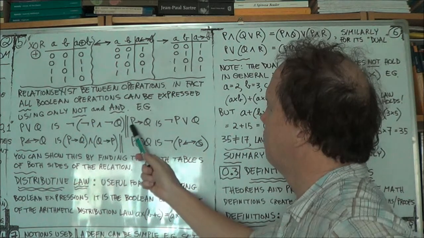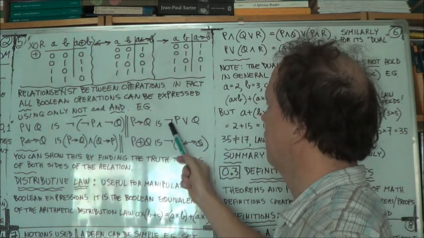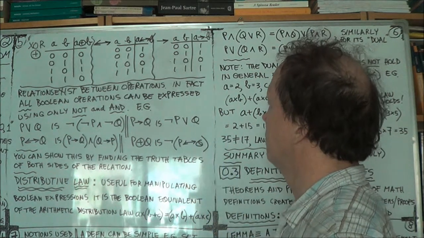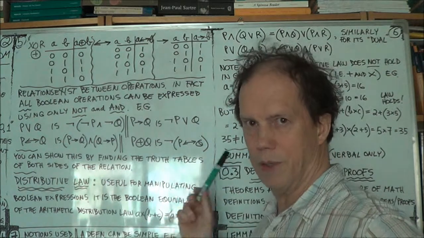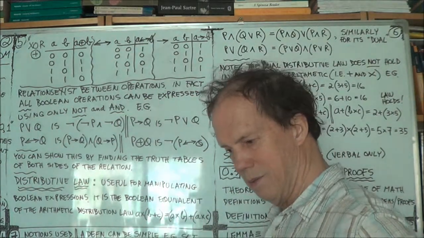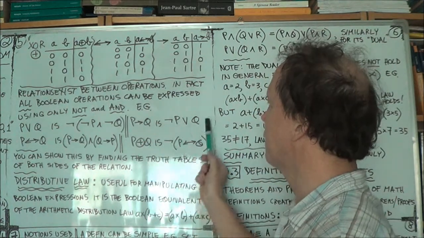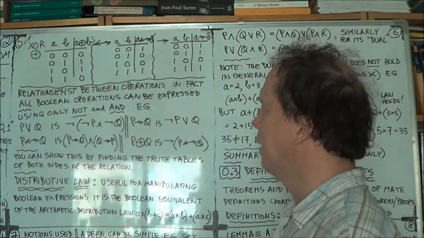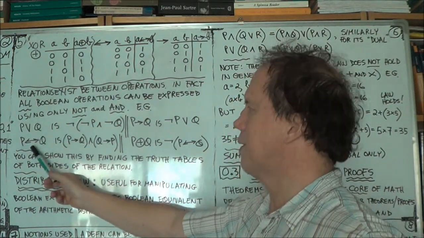And now if P then Q, that's the same as not P or Q. Okay? So again, same comment, to prove that that's the case, calculate the truth tables for both sides, for this and for this. P, how do you say this?